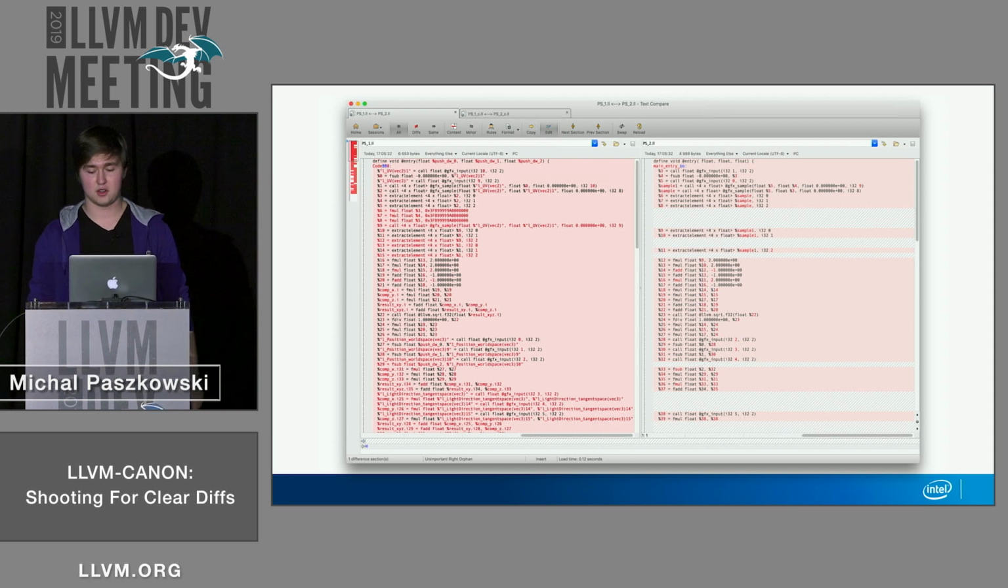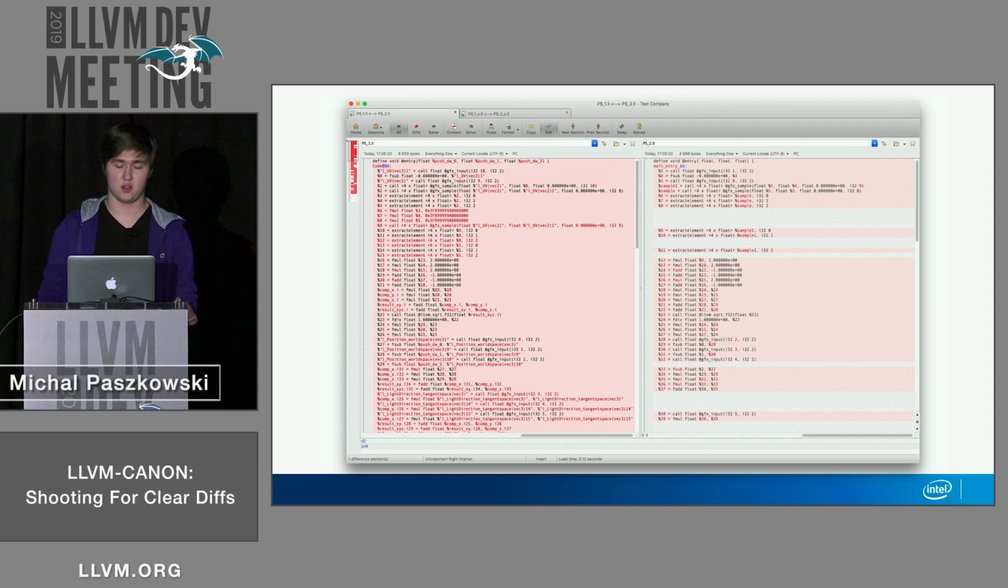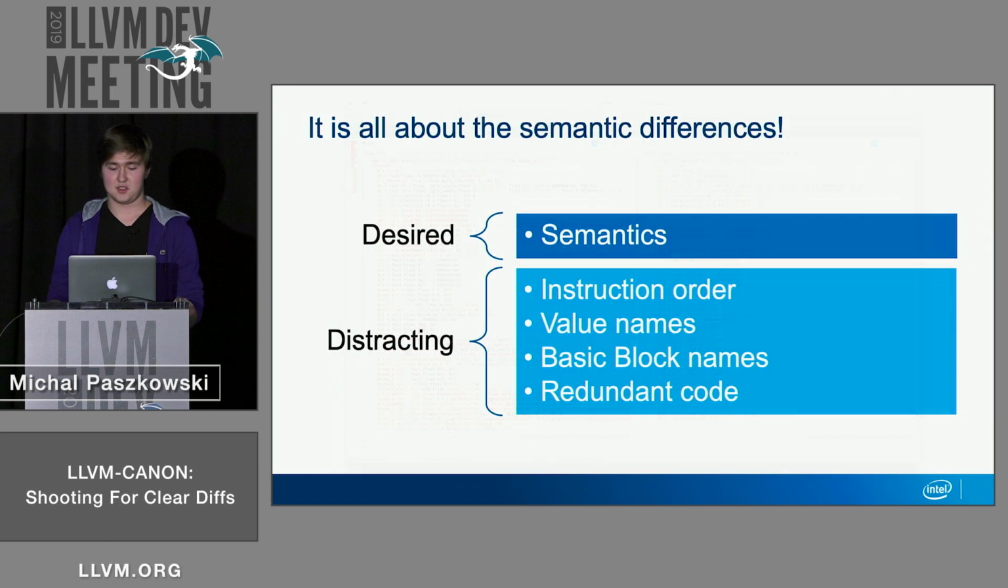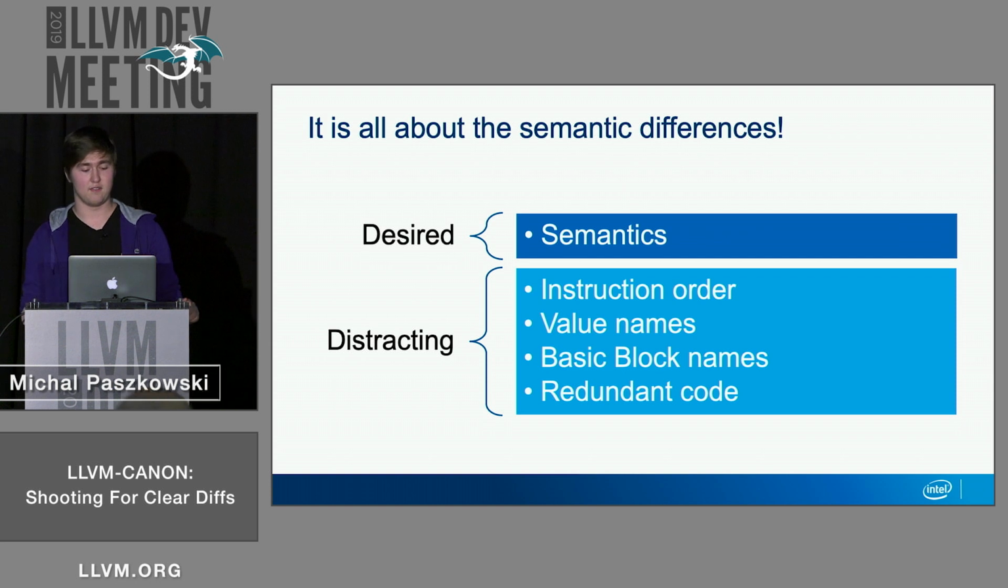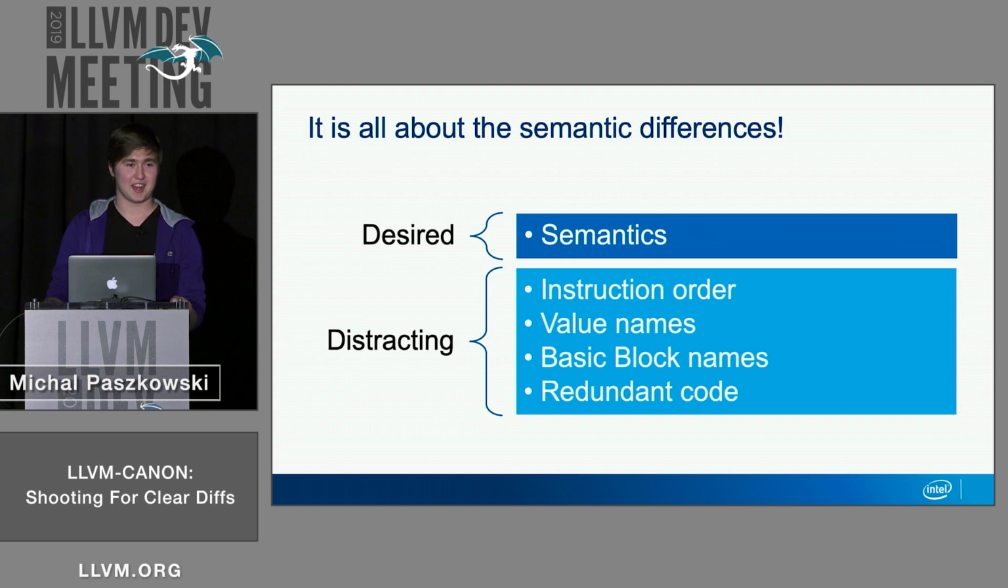And reasoning about that many differences takes a lot of time. This is mostly because many of those differences are purely cosmetic and carry no semantic meaning at all. These are such differences as instruction order, value names, basic block names, and sometimes redundant code. So, encouraged by Priyana Lotfi's talk on MIR Canon, we wanted to create a tool that would automate the process of reasoning about those differences.